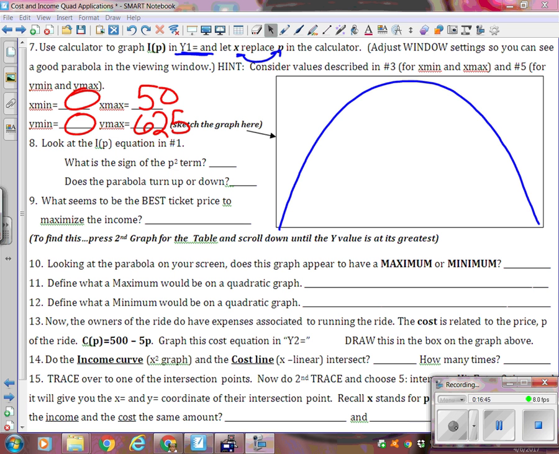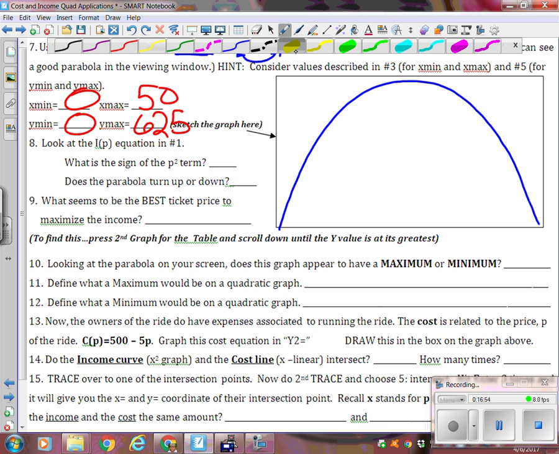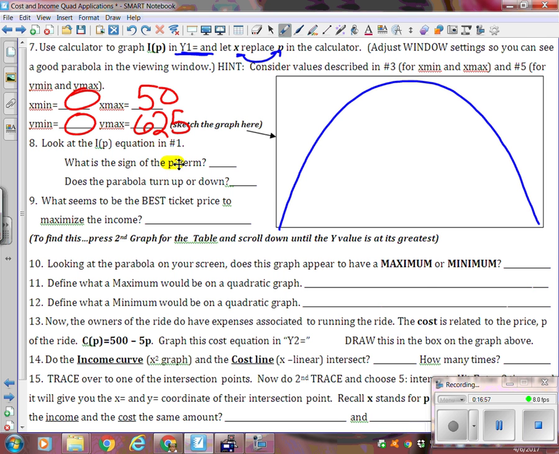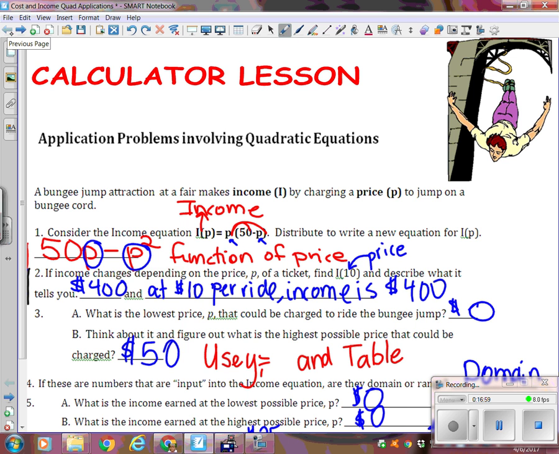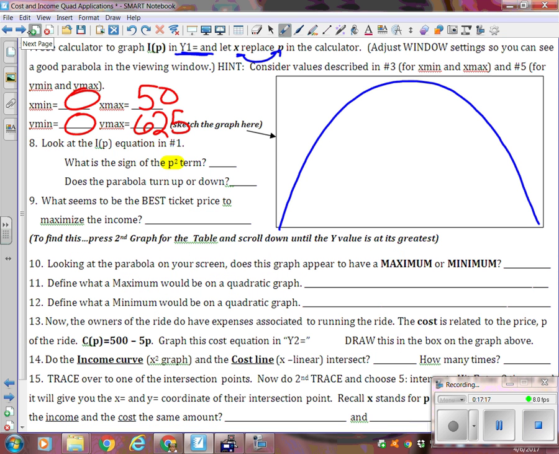Okay, next thing. We all have our graphs on the screen. The next thing, what is the sign of the p-squared term? Go back and look at your equation, which came from the beginning. What's the sign of the p-squared term that we all typed in? Let me give you a hint. There's only 2 signs. Positive signs, negative signs. Okay. So this sign is negative.